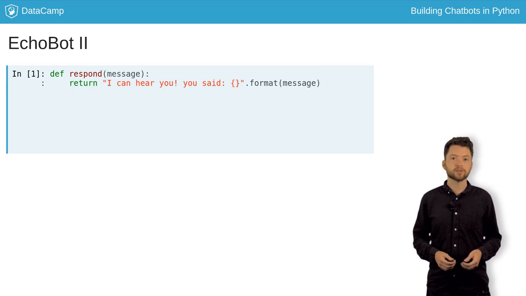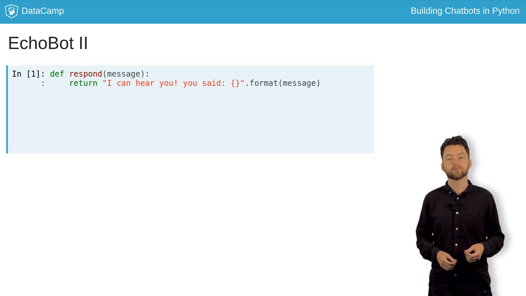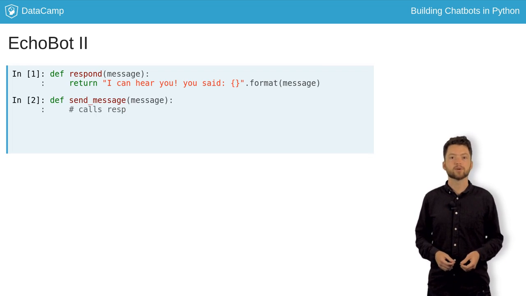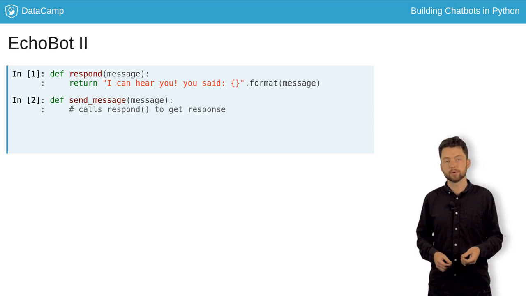One way we can insert variables into a string in Python is by using the string's format method. Inside the respond function is a string containing curly brackets. These act as placeholders and will get replaced by the value of the argument we pass when we call format. To keep track of everything that's being said, we'll define another function called send_message. This prints what the user just said, gets the response by calling the respond function, and then prints the bot's response as well.